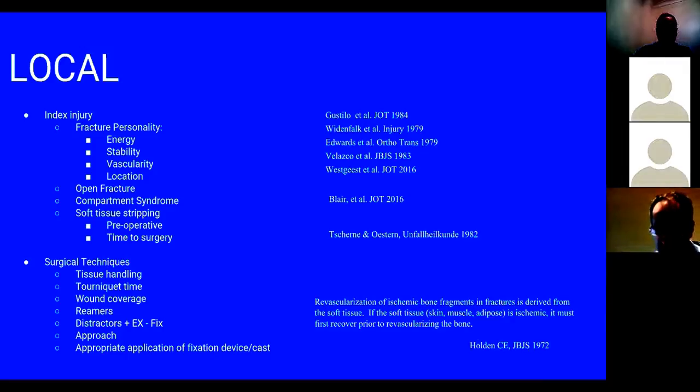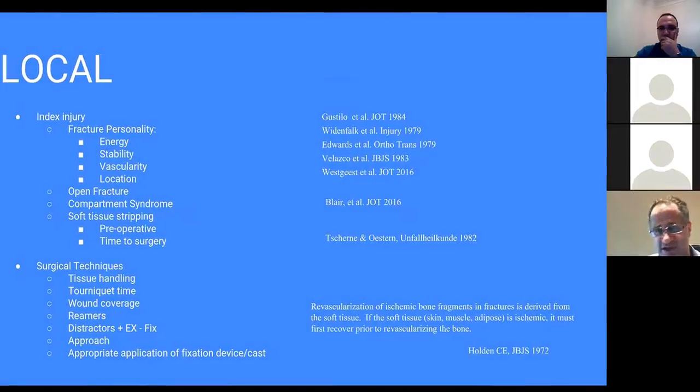My philosophy on any fracture is a fracture is a soft tissue injury with a bone in it. Literally remember to look after the soft tissues, because revascularization of ischemic bone fragments is all about the soft tissues. It all comes from the soft tissues. If you can preserve soft tissues, you're likely to have preserved bone. Your approach as well, your appropriate application of fixation devices and cast at the time of surgery, okay?